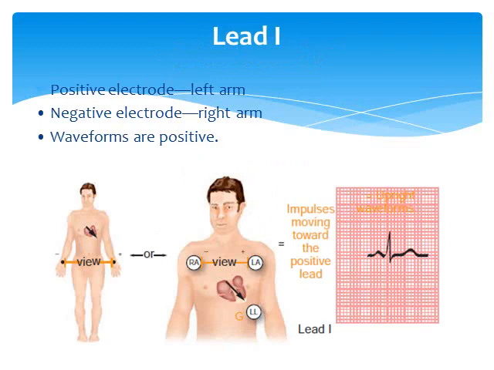In recording limb lead 1, the positive terminal of the electrode is connected to the left arm and the negative terminal is connected to the right arm. Here the impulses move toward the positive lead, so the waveforms are positive in this lead.